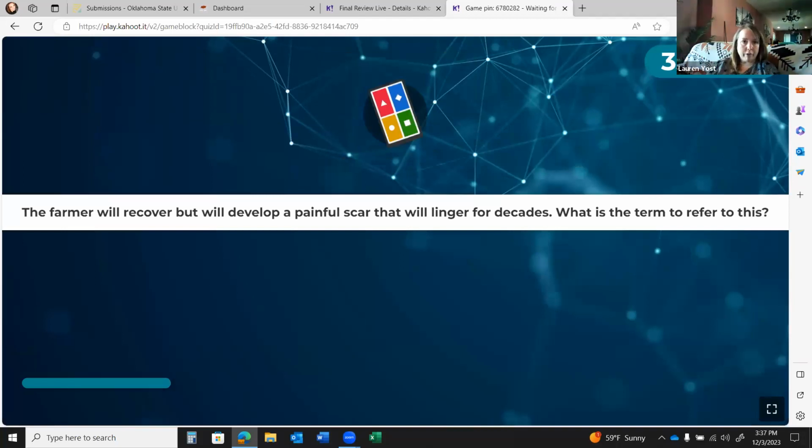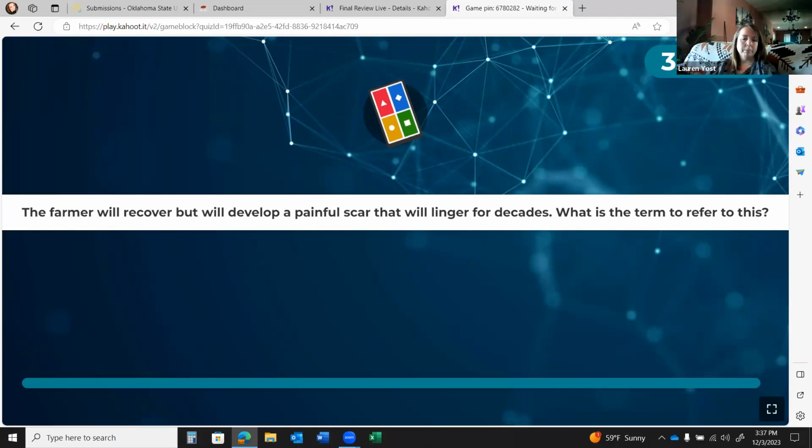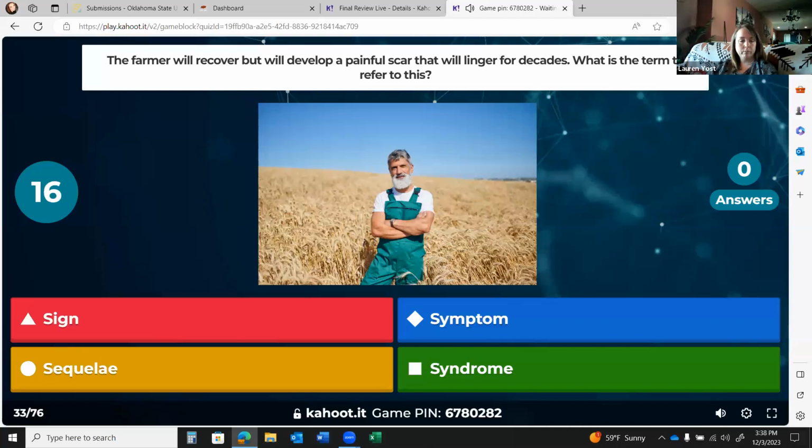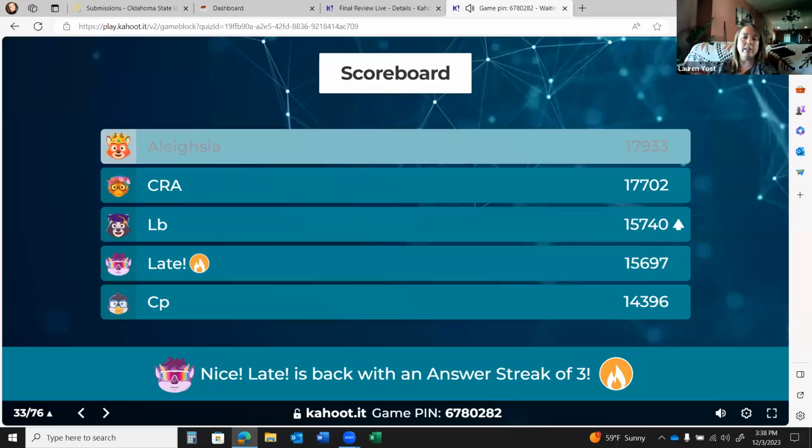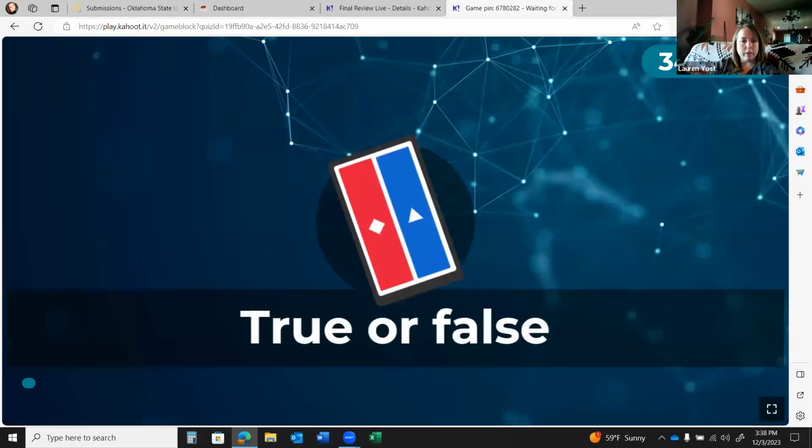Okay, the farmer is going to recover from his anthrax, but will develop a painful scar, and that scar will linger for decades. What is the term to refer to this? Yeah, so the term for this is sequelae. Sequelae means anything that lasts, a lasting effect of a disease after you have cleared the disease. It can be much worse than that, right?